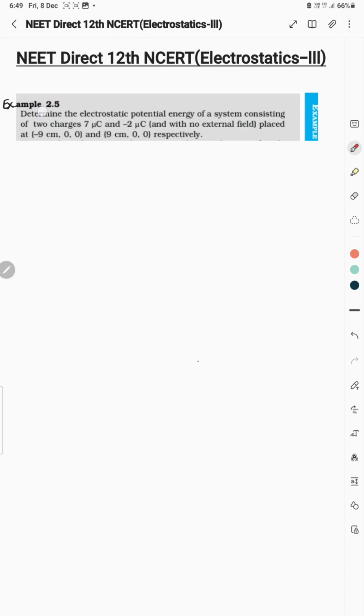Okay, now let's move on to example 2.5 from NCERT. Read the question carefully. Determine the electrostatic potential energy of a system consisting of two charges, 7 microcoulomb and minus 2 microcoulomb, and no external field, placed at these two locations respectively.